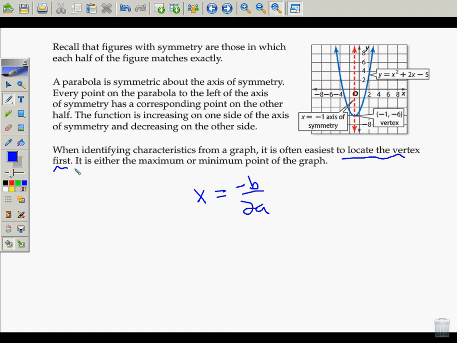And the vertex is always either going to be your maximum or your minimum. If your parabola is opening upwards, your vertex will be your minimum. And if your graph is opening downwards, your vertex will be your maximum.